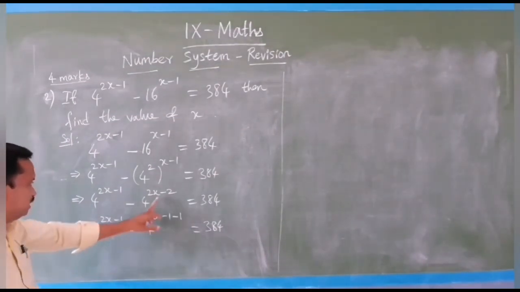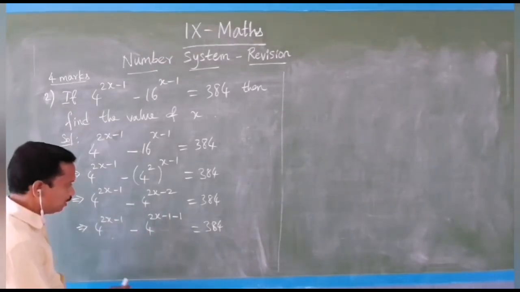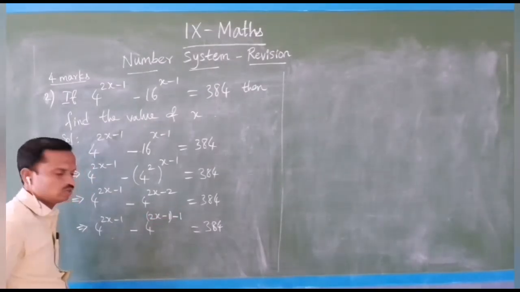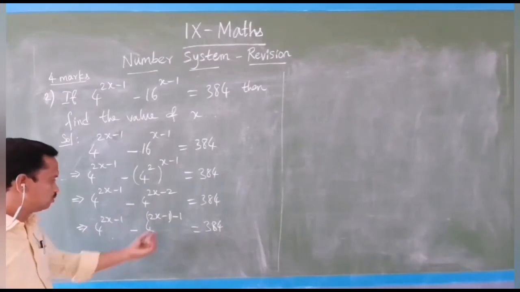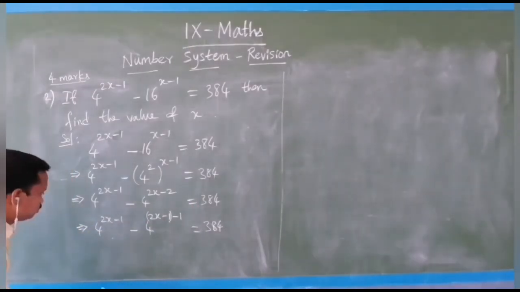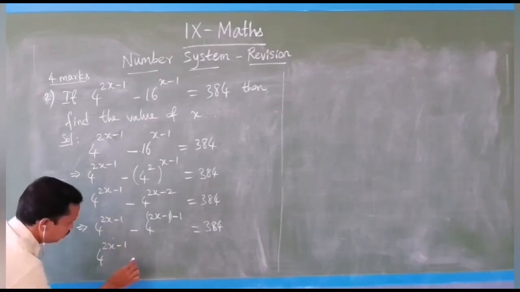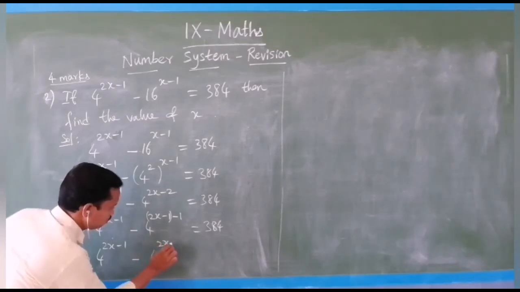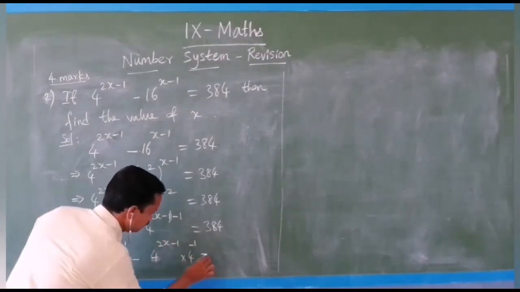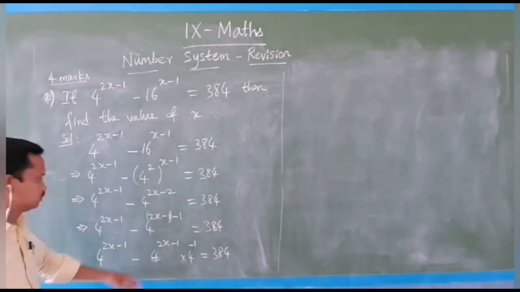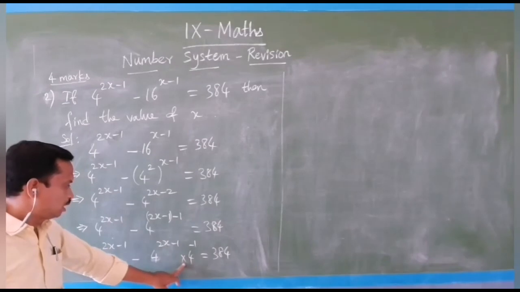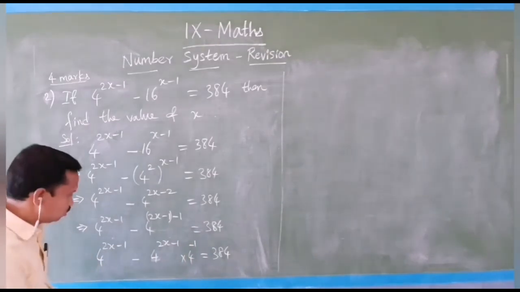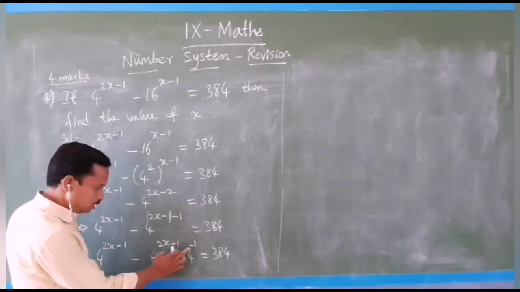So see here, I have split minus 2 as minus 1 and minus 1. Now I am putting the bracket here. After splitting minus 2 as minus 1 minus 1, I am separating 2x minus 1 and then minus 1. So this becomes 4 power 2x minus 1 minus 4 power 2x minus 1 into 4 power minus 1, that is equal to 384. Listen here, this minus 1 I am splitting as 4 power 2x minus 1 into 4 to the power minus 1. So now when we add, we get 2x minus 1 minus 1.